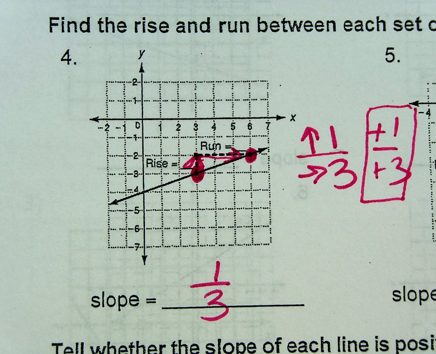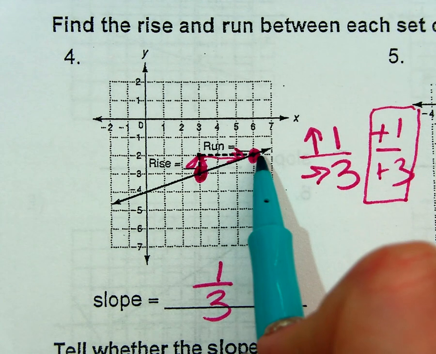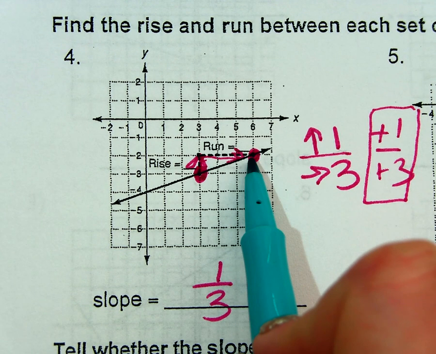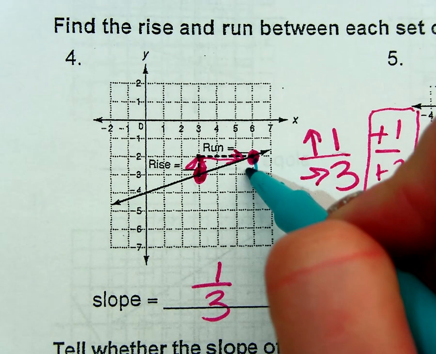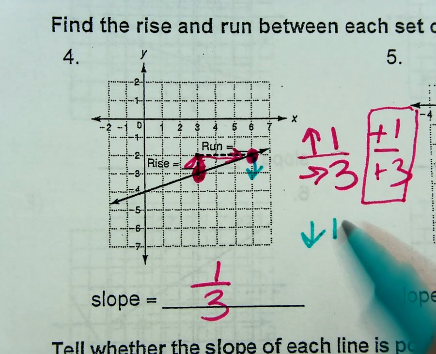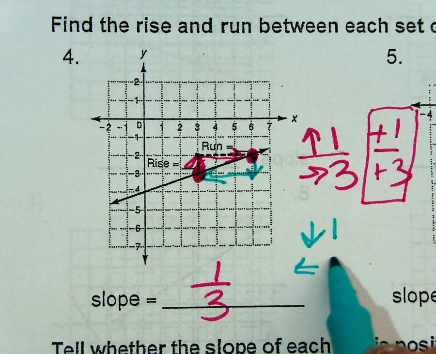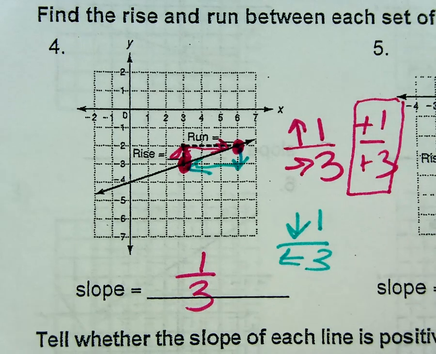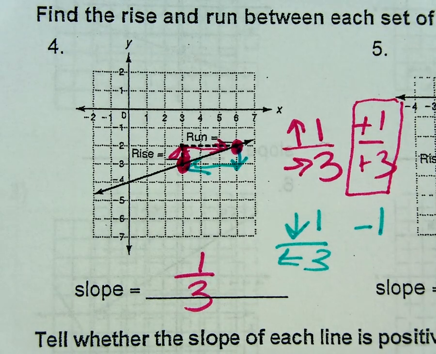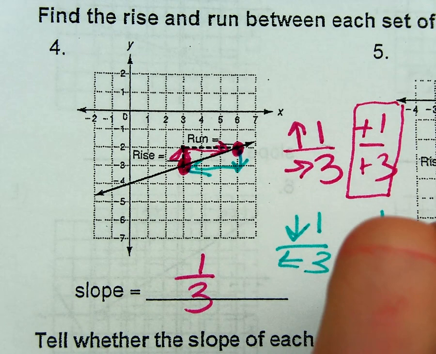Now you may also count from the points of your choice. So you can also start from here. And the directions are the same. Can I go up or down? In this case, I have to go down 1 and then left 3. So if I go down 1, that's a negative 1. If I go left 3, that's a negative 3.